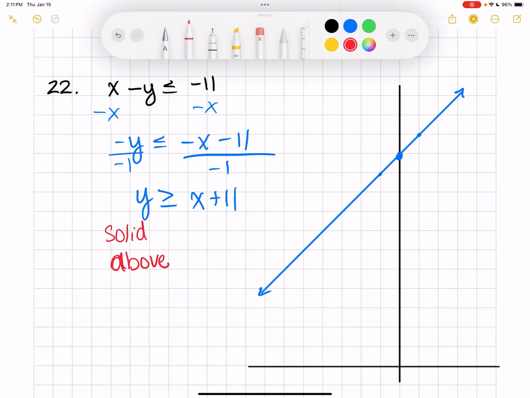And I shade above. I'll show you what one looks like in a second, of one that's not solid.